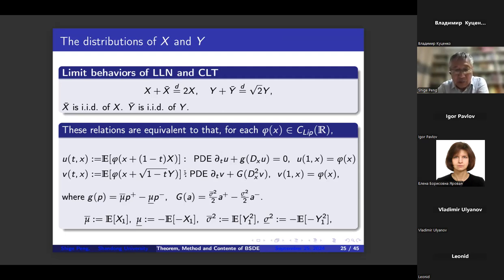Also this one means that when G equals 0, no more.